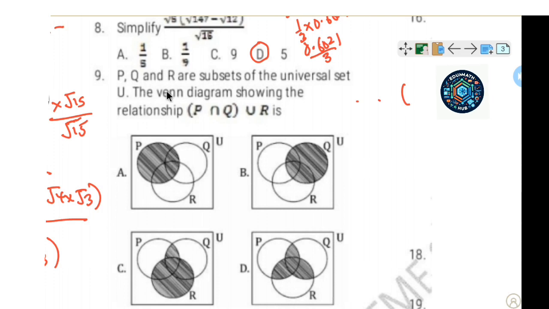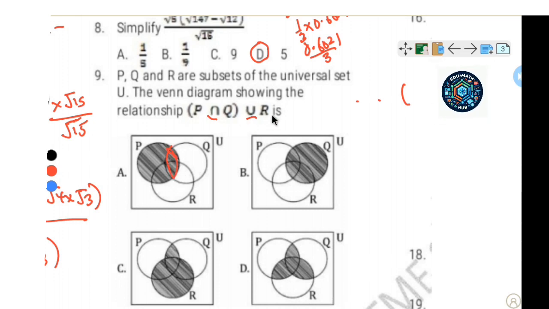Okay, so P, Q and R are subsets of the universal set U. The Venn diagram shows the relationship between P intersection Q union R. Now this symbol stands for intersection, and this is union. So P intersection Q is where the circles of P and Q are meeting. For example, in this diagram, the circles of P and Q meet at this point here. This is where they intersect each other.